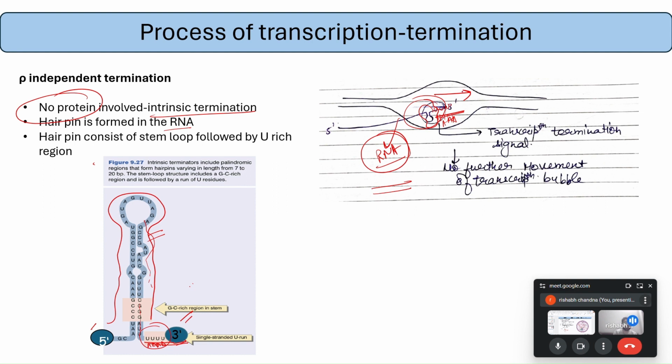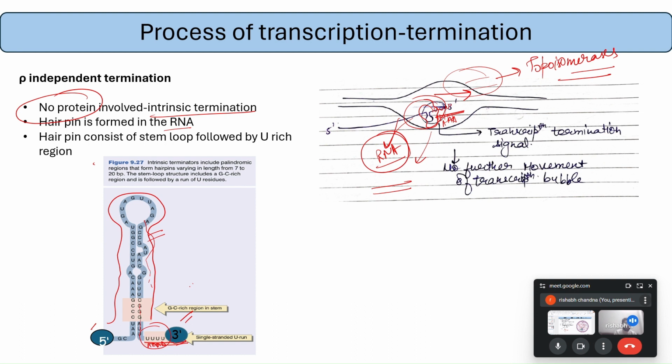And now when this particular transcription bubble cannot move further, the RNA molecule is released, and the RNA polymerase is also released, further relieving the transcription bubble. And this transcription bubble is also relieved by the help of the topoisomerases. Okay, so this leads to the end of the process of transcription in prokaryotes.